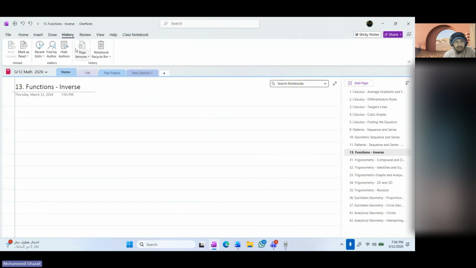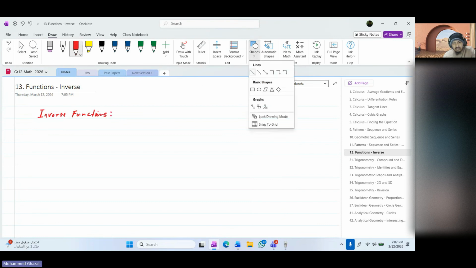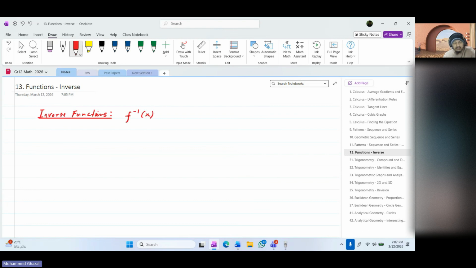So what is an inverse function? Geometrically speaking, it is just a reflection about the line y equals x. It's a special notation that we use for inverse functions. We use f to the power minus 1 of x. This basically represents an inverse function.